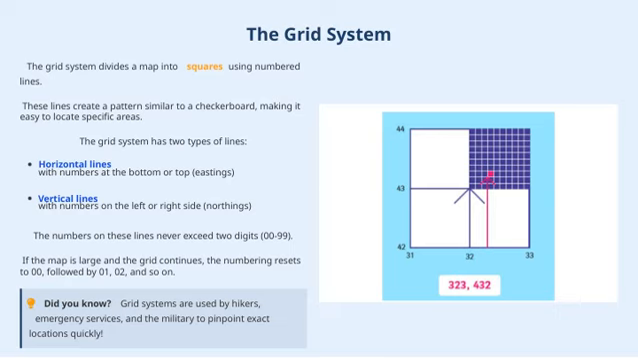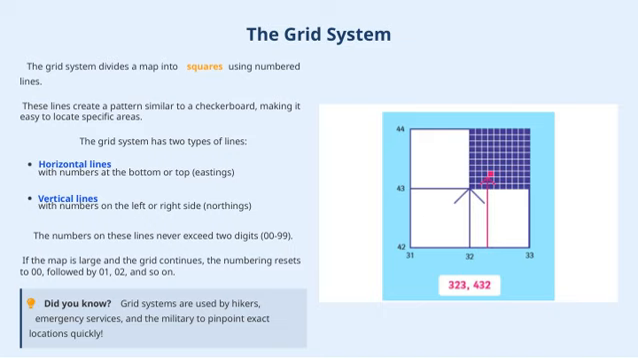Now, let's talk about the grid system. The grid system divides a map into squares using numbered lines. These lines create a pattern similar to a checkerboard, which makes it much easier to locate specific areas on the map. There are two main types of lines in the grid system. First, we have the horizontal lines, which have numbers at the bottom or top. These are called Eastings. Then there are the vertical lines, which have numbers on the left or right side.